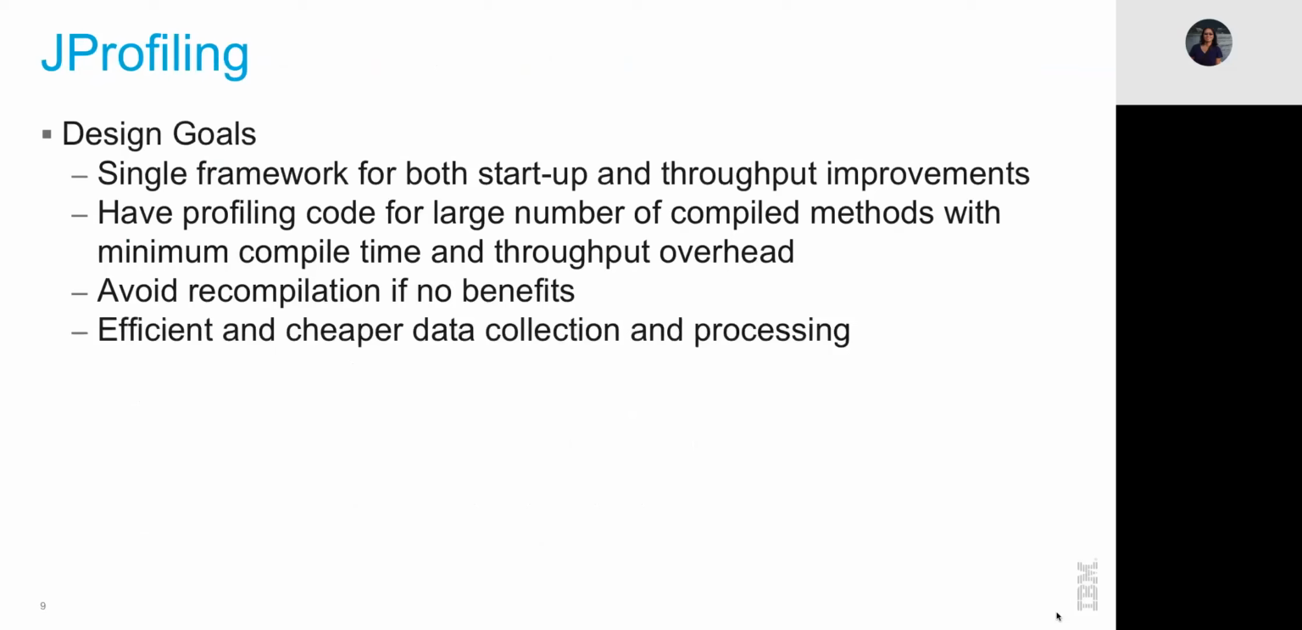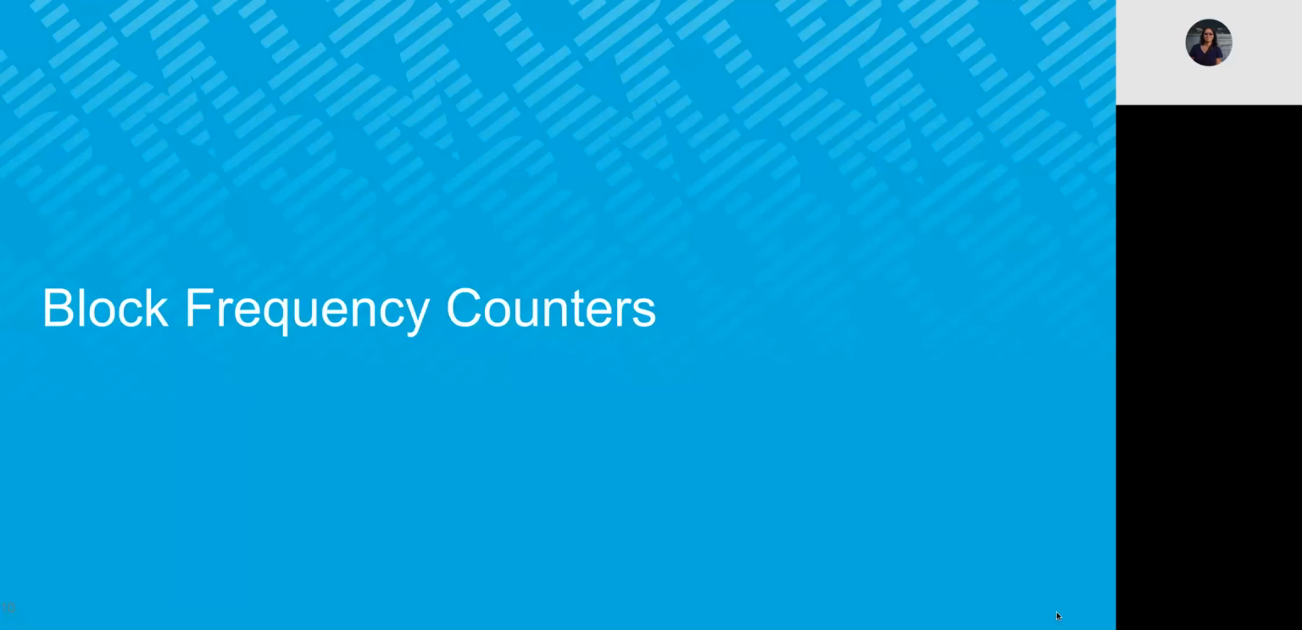So with these goals in mind, JProfiling implements two different mechanisms, one to collect code frequency and one to collect value profiling information. Let's talk about how JProfiling collects code frequency.